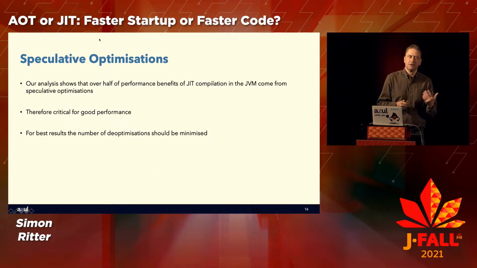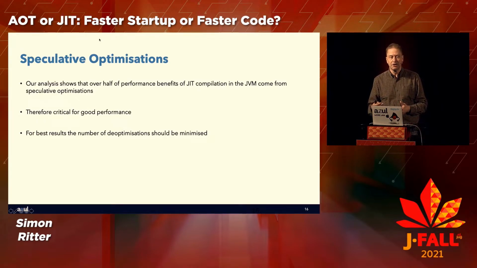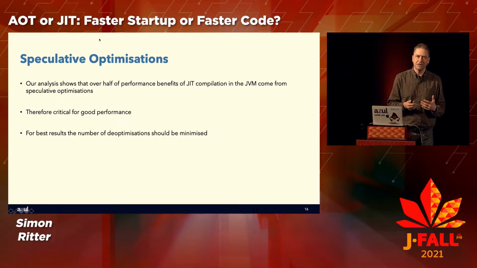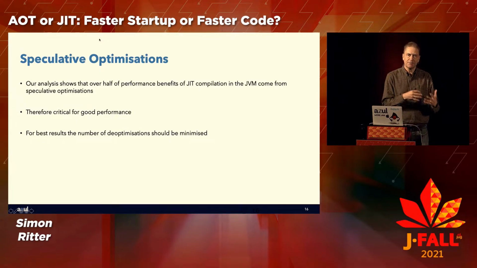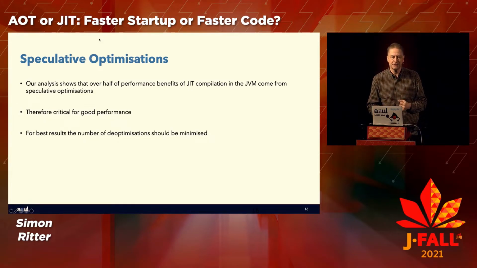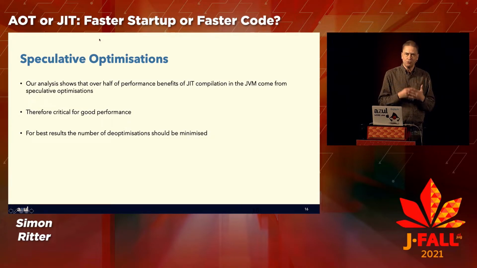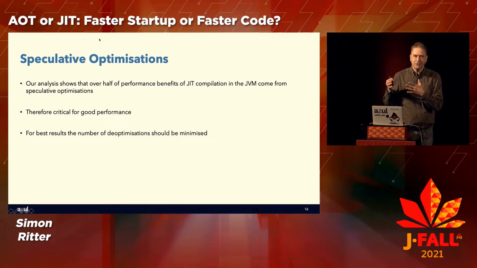Now, what we found at Azul in terms of analyzing code is that over half of the performance benefits we get through JIT compilation are down to these speculative optimizations. It's not just about complicated situations like that. Even simpler things like null checks can be eliminated a lot through speculative optimizations. And so this really is critical for getting the best performance from your application. And also, the obvious thing is that if you minimize the number of de-optimizations, you're going to improve the way that your code works.